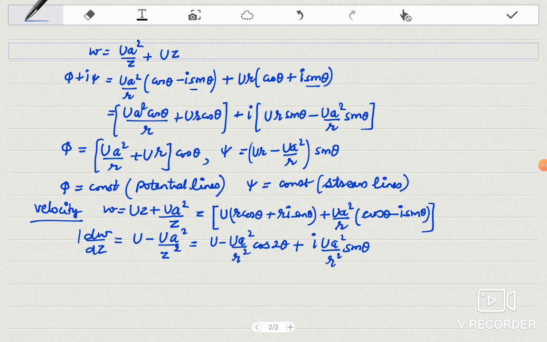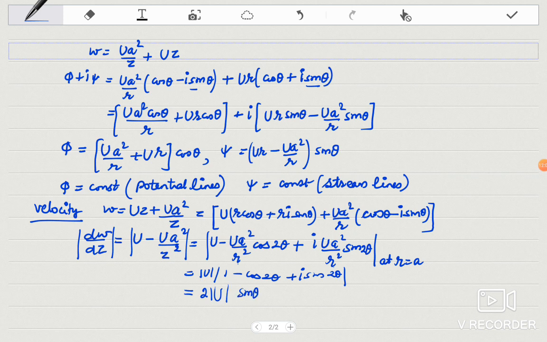So I'll put the modulus of this, and if I calculate it at r equal to a, I'll put a here, so it will be simply modulus of u times (1 minus cos 2 theta plus i sin 2 theta), where u is common. This is 2 theta, not theta. Sin 2 theta. You can calculate it easily and you will get twice modulus of u sin theta. Now this is your velocity. This is the resultant velocity.